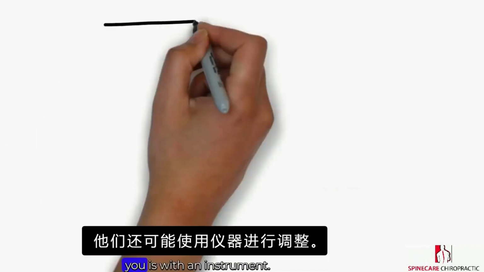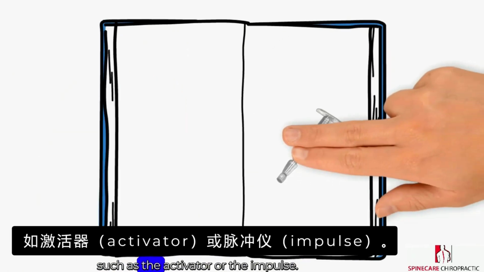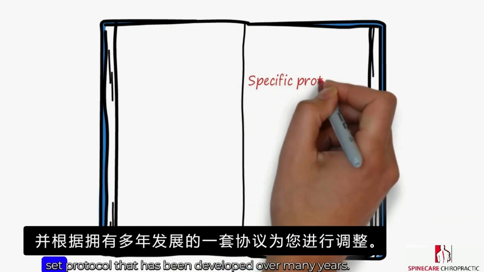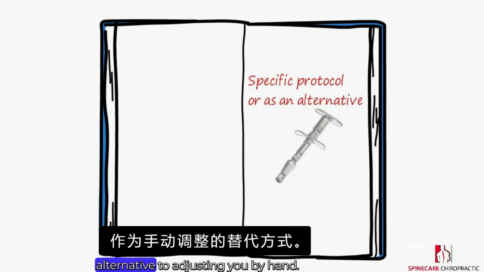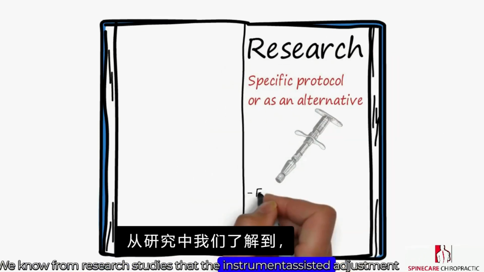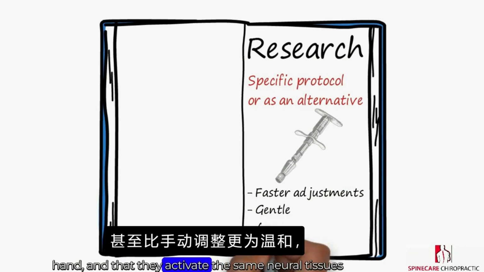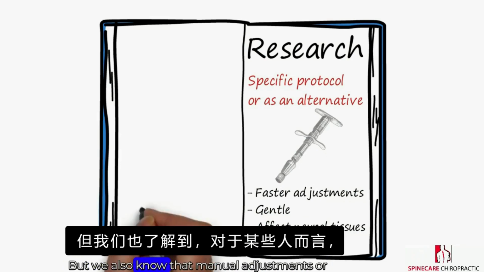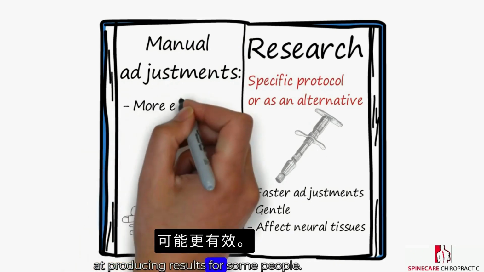Other ways they can adjust you is with an instrument. There are several different types of instruments available, such as the activator or the impulse. Some use these instruments and adjust you according to a set protocol that has been developed over many years. Others use these instruments as an alternative to adjusting you by hand. We know from research studies that the instrument-assisted adjustment is faster and even more gentle than adjusting by hand, and that they activate the same neural tissues as manual adjustments or hand adjustments. But we also know that manual adjustments, or adjustments done by hand, can be more effective at producing results for some people.